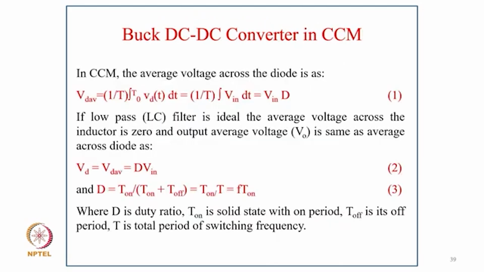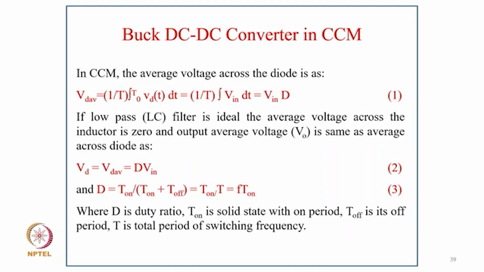Now coming to the analysis in continuous conduction mode. In continuous conduction mode, the average voltage across the diode is Vd average equals 1 upon T, integral from 0 to T, where T is the switching period, of Vd dt, which equals 1 upon T integral of V in dt, equal to V in into d. So if the lossless low pass LC filter is ideal, the average voltage across the inductor is 0, and the output average voltage is the same as the diode average voltage.